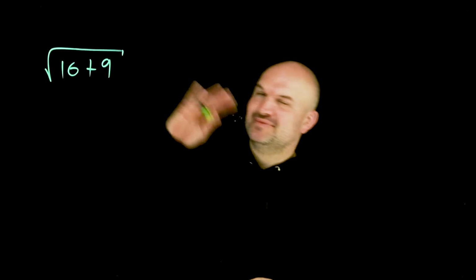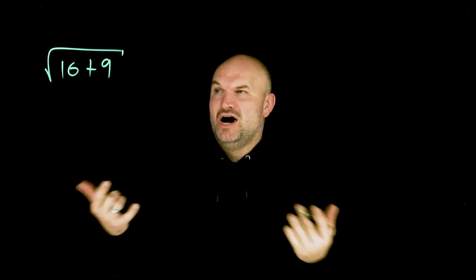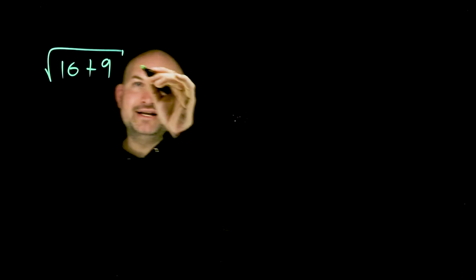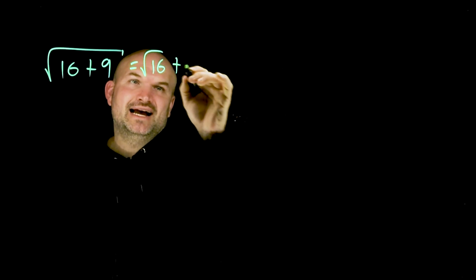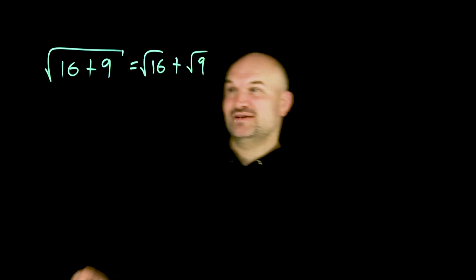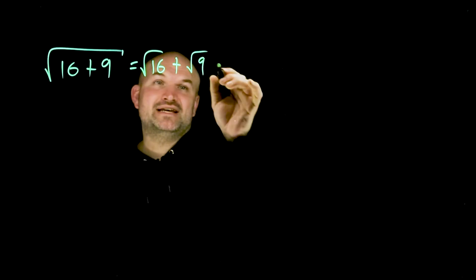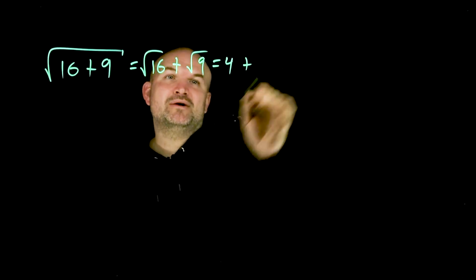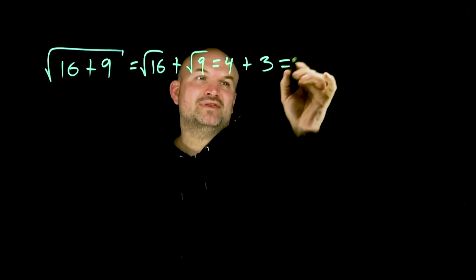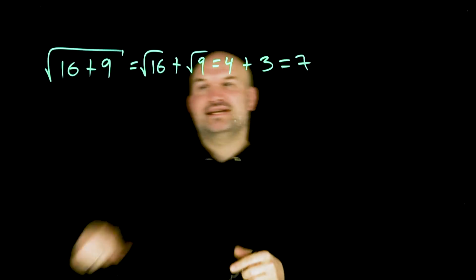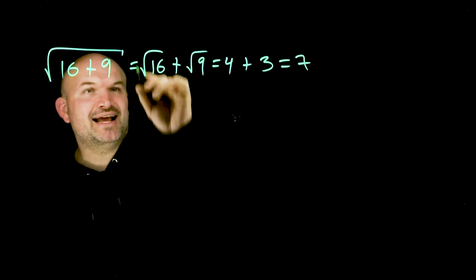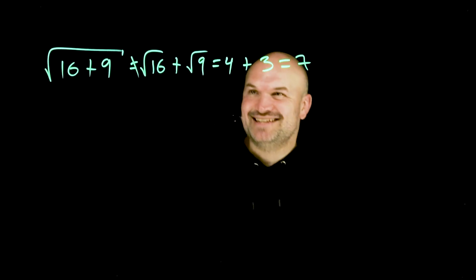OK, so the mistake is a lot of times students will say, oh, well, the square root of 16 plus 9, I know I can take the square root of 16, and that's going to be added to the square root of 9, because I can take the square root of that. And you say the square root of 16 is 4, plus the square root of 9 is 3, so therefore that's going to equal 7. Unfortunately, ladies and gentlemen, the square root of 16 plus 9 does not equal the square root of 16 plus the square root of 9.